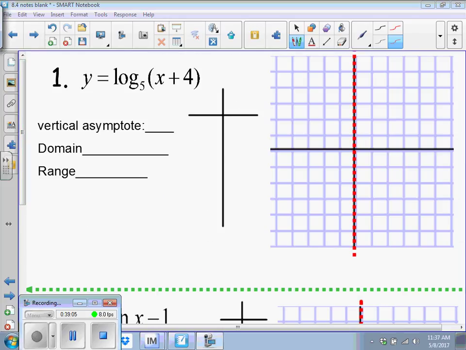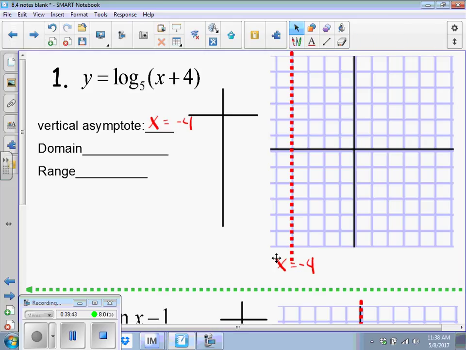So let's look at graphing our first one. First thing you want to graph is the vertical asymptote. So we have y equals log base 5 of x plus 4. Now, where did this get shifted? To the left 4. So my vertical asymptote is at x equals what? Negative 4. So it's no longer at 0. It's now at x equals negative 4.